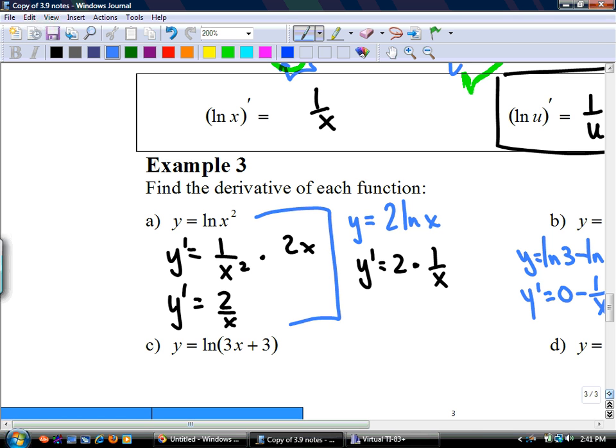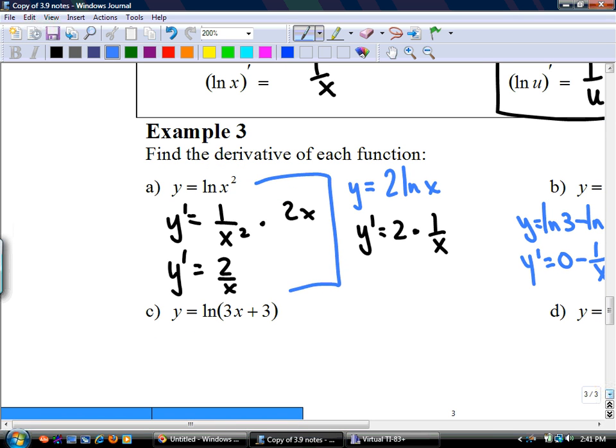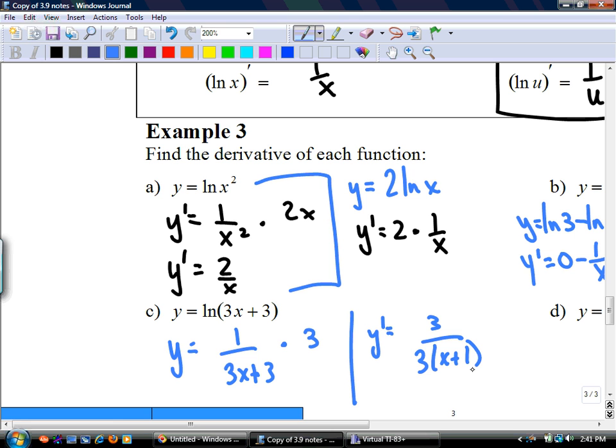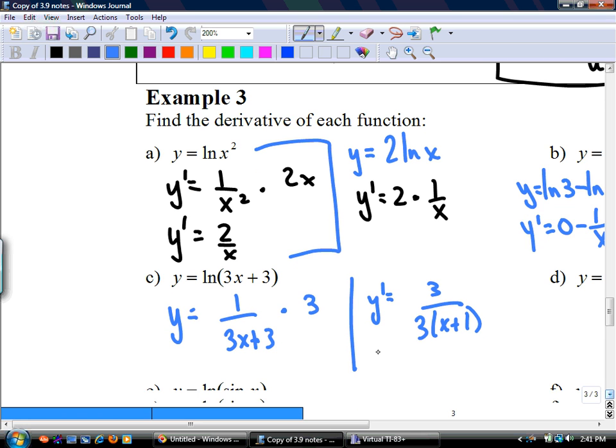ln of 3x plus 3. Mr. App, I don't want to use a log rule. That's too much work. So why don't I just go 1 over 3x plus 3 times 3. This one here is set up very nicely to clean up. Cancel the 3's, and you get y prime equals 1 over x plus 1. Okay, what's d?